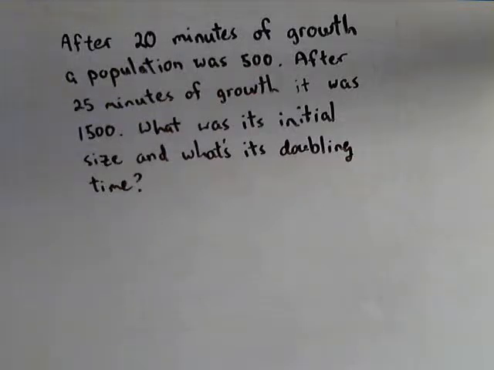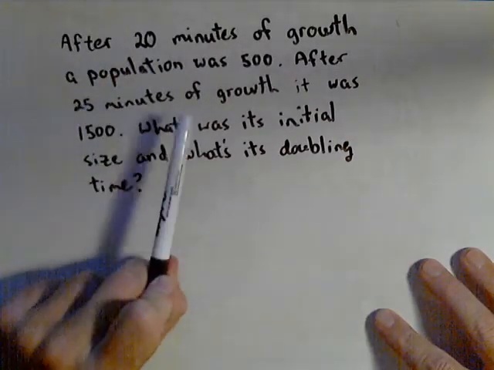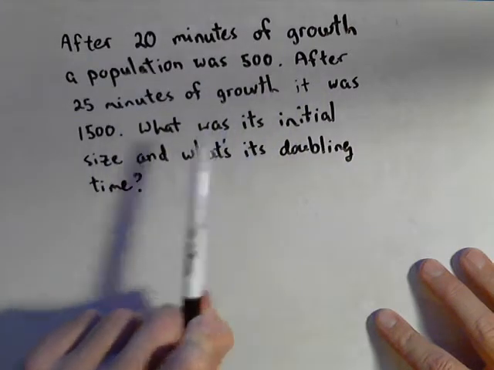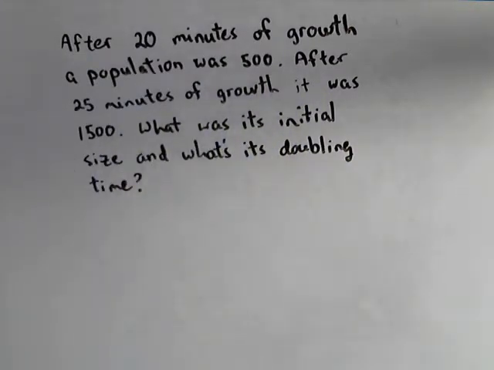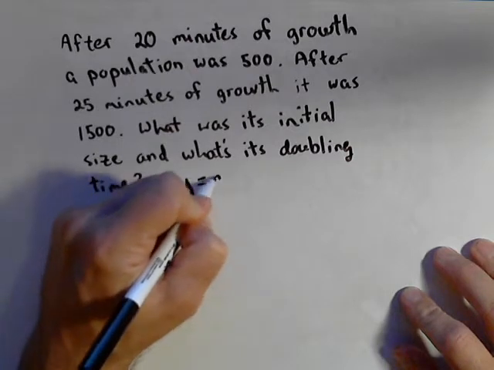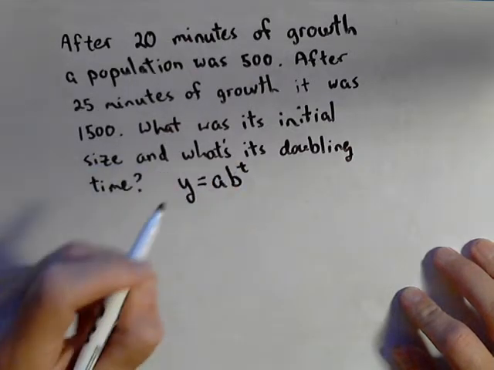In this video, we're going to talk about actually coming up with an initial population given some information. After 20 minutes of growth, a population is measured and found to have 500 units. After 25 minutes of growth, it's 1,500. So, we want to find the initial size. To do so, the main thing we need is the growth factor. So, I'm going to use the form of the exponential y equals ab to the t.